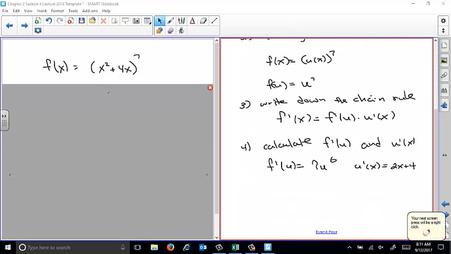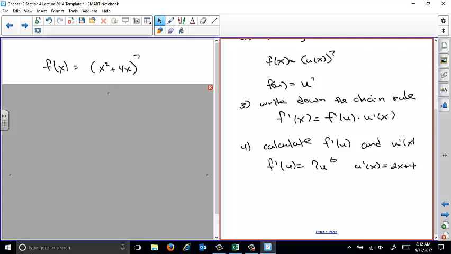So I take the derivative of each one separately. And it's called the chain rule because I'm kind of chaining these derivatives together, connecting them. So to get the total derivative, I take the derivatives of parts of them and then multiply them together to get the final derivative.